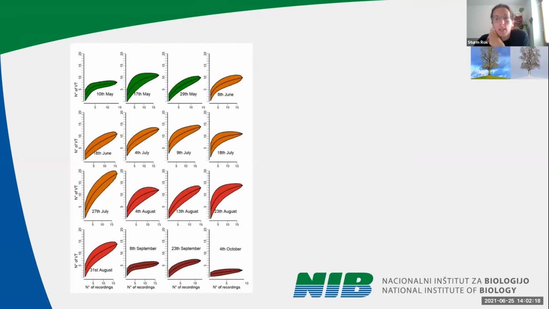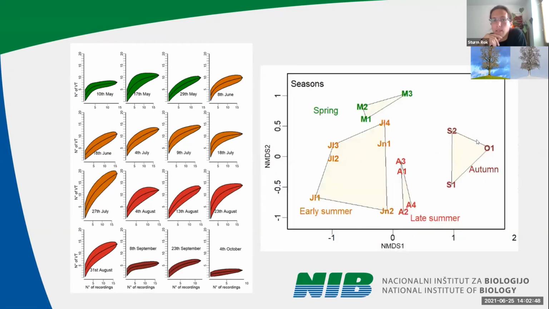So each time we recorded on this meadow, we recorded for 3 hours. And then the 10 minutes interval was kind of sampling unit. And after this, we drew all these accumulation curves. And we saw that almost none reached the plateau, so we would expect to record more different vibrational types if we would record longer. Anyway, even if we undersample the place, the NMDS analysis shows us the difference between these seasons. In green we have spring, and then early and late summer, distinguishing between each other, and then the autumn period.